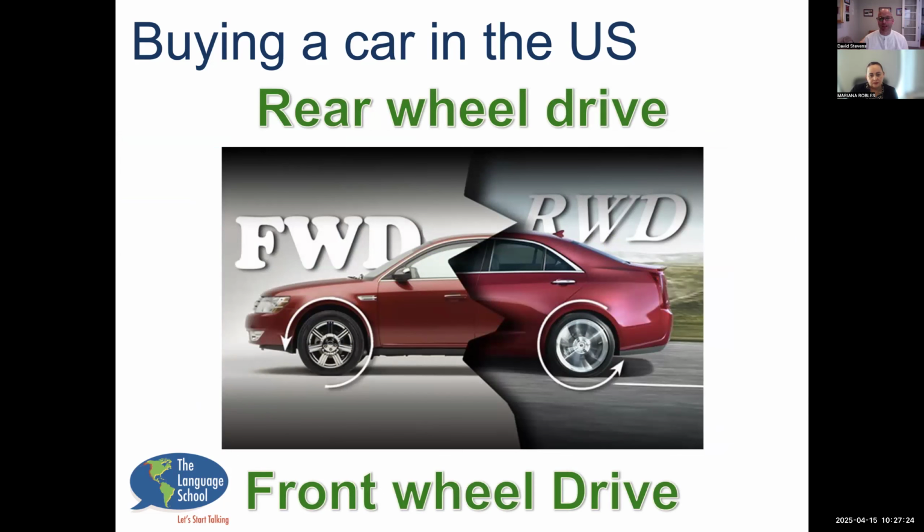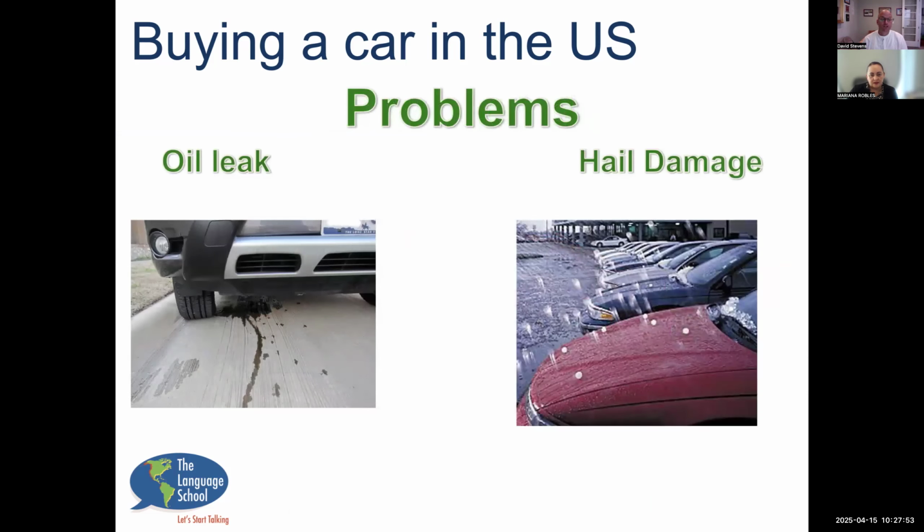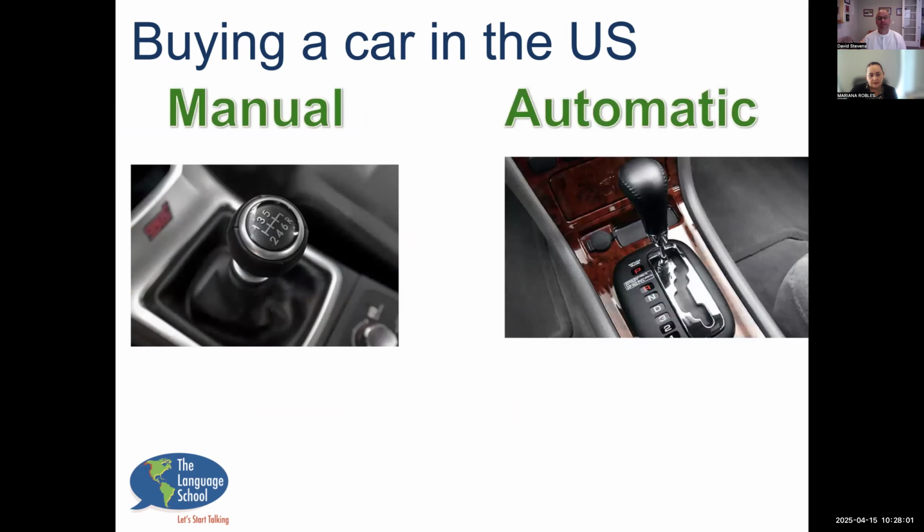Here in Colorado, which is better, rear wheel or front wheel? Rear wheel? Here in Colorado, it's better to have front wheel. Front wheel? Yeah, because when it snows, front wheel will pull your car and rear wheel will push your car. So if it's pushing in the snow, it might cause you to spin out. So it's always much better in Colorado to have front wheel drive. Okay. Some common problems you have to be careful of when you're shopping for a car are an oil leak or hail damage. And then you might buy a car that's manual or automatic.